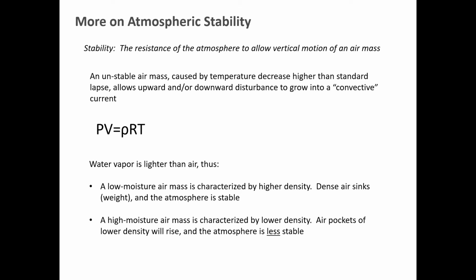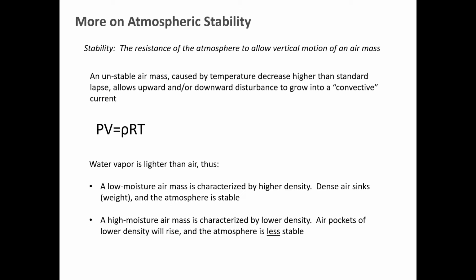So again, just to kind of revisit some definitions, stability of the atmosphere is the resistance of the atmosphere to allow vertical motion of an air mass. And we talked last time about how that is related to the temperature of the atmosphere as you go up in altitude. An unstable air mass is caused by temperature decrease higher than standard lapse rate.